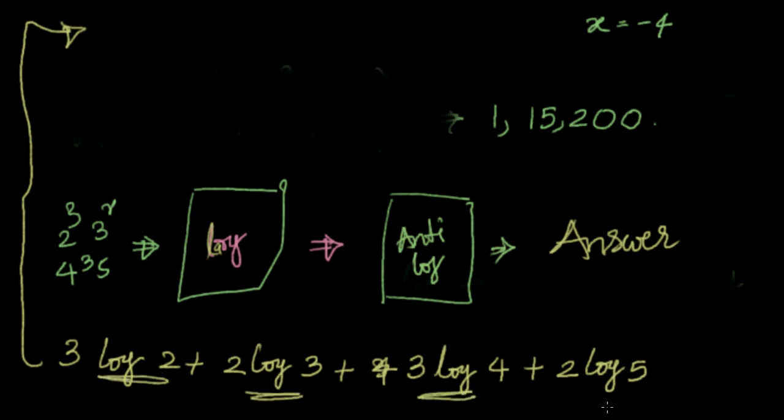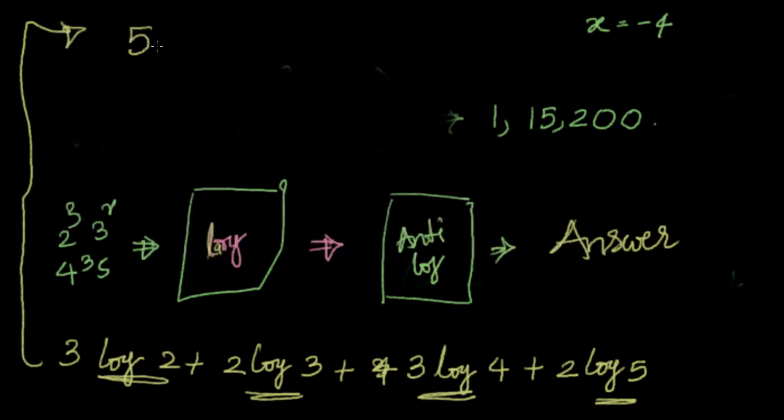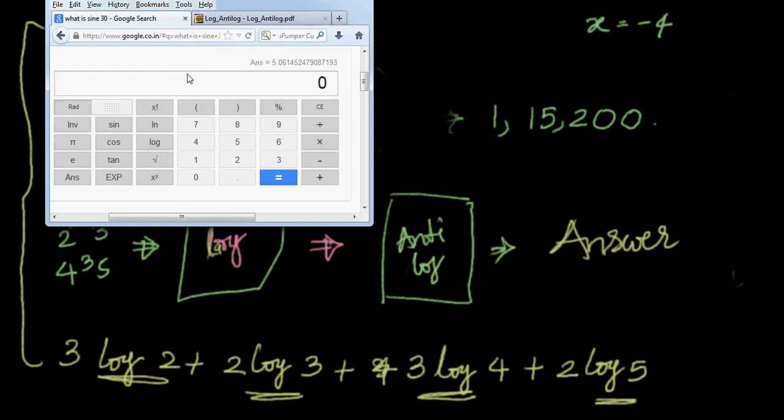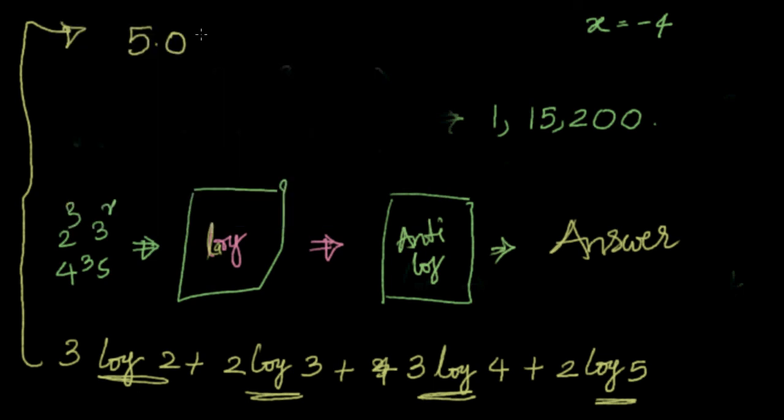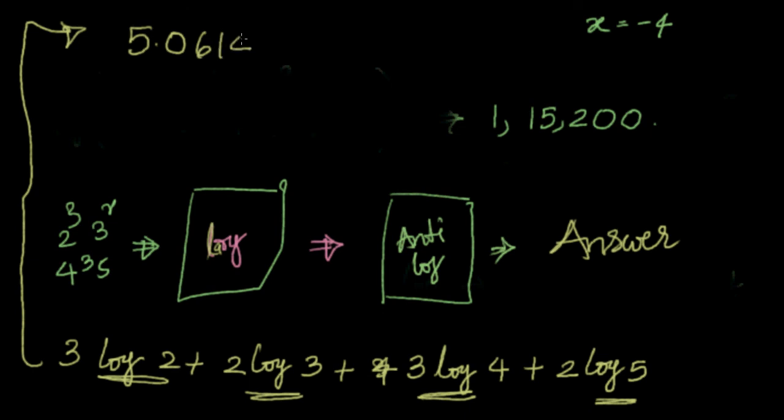Now we have calculators, but at that time they used to do it by hand, and they found that value as 5.06145. Right. Now this is the first part. This part is over. Now I have to go to the anti-log, right? So if they apply the anti-log to this, the answer will come, right?